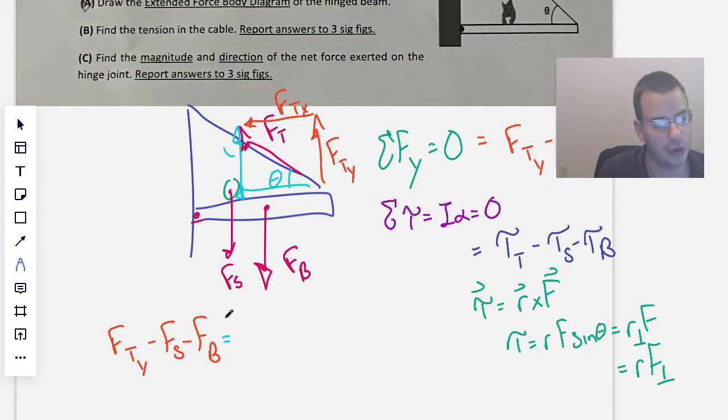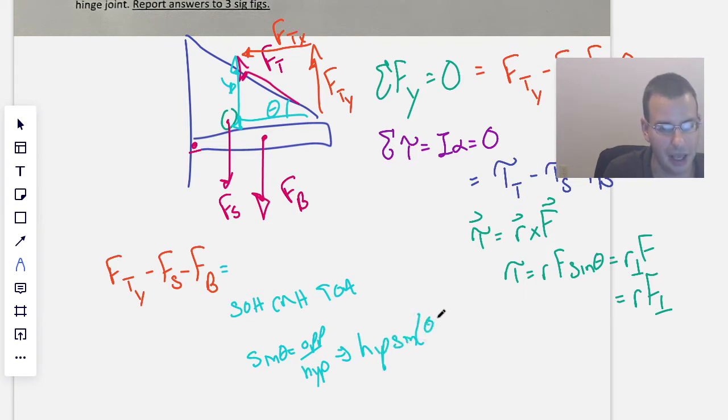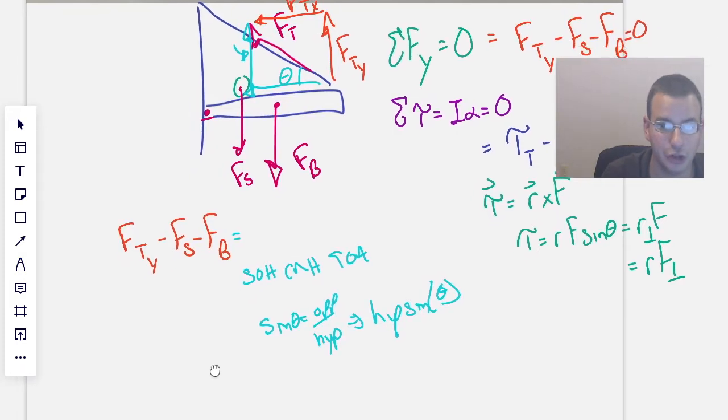And there, we can use SOHCAHTOA to find out this side right there. That's going to be sine of theta. Sine of theta equals opposite over hypotenuse. Therefore, if we want to find the opposite, that's going to be hypotenuse times sine of theta. And that's supposed to be a y and a T.